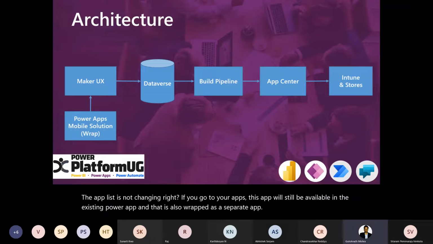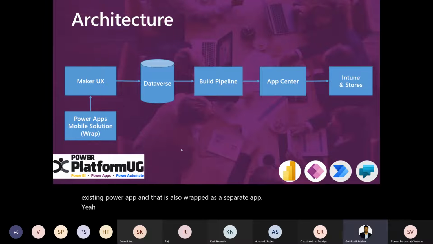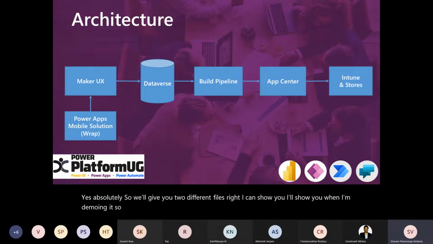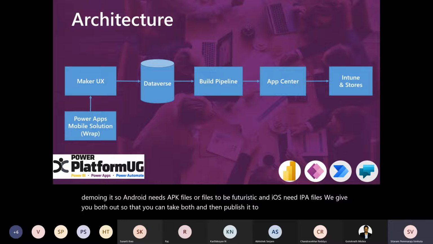Okay, and there is one more question actually. Yes. Will we be able to publish both on iOS and Android at the same time? Yes, absolutely. So we'll give you two different files. I'll show you when I'm demoing it. Android needs APK files or AAB files, and iOS needs IPA files. We give you both out so that you can take both and then publish it to your stores.